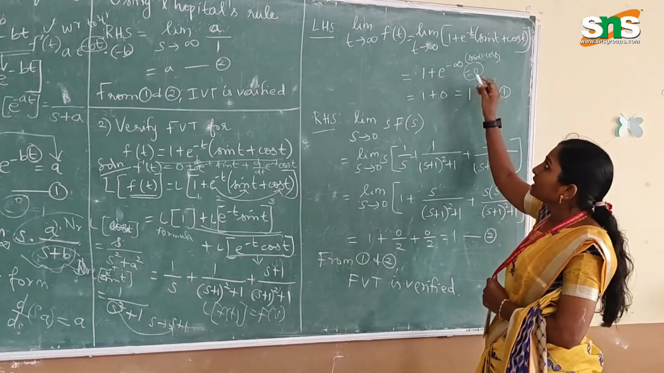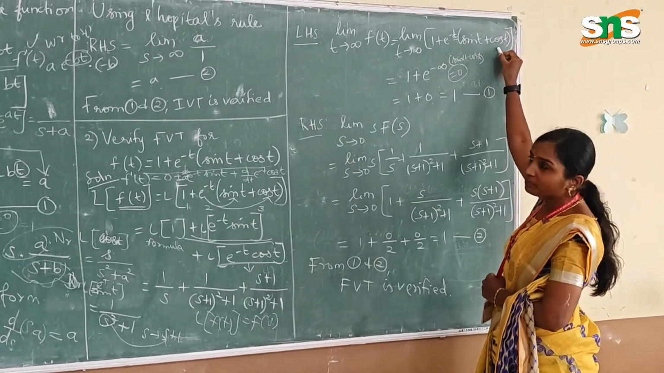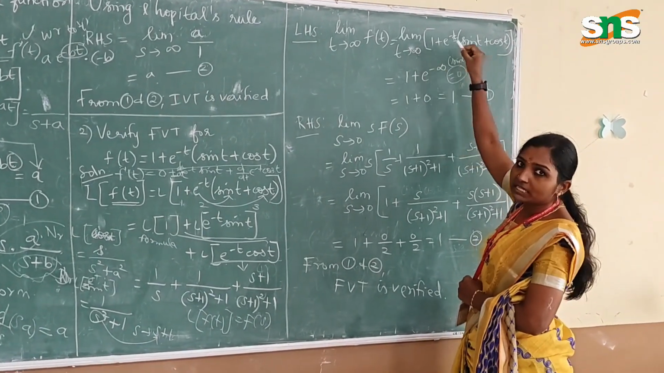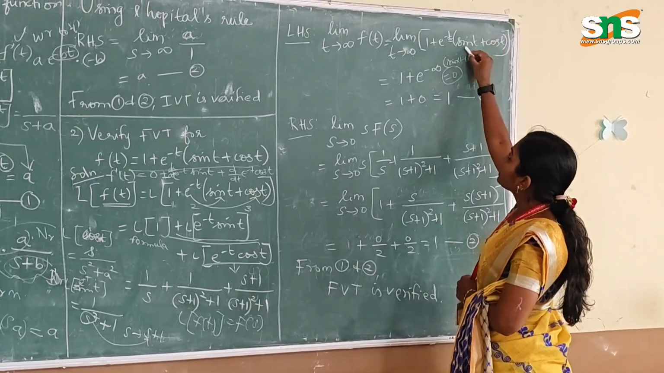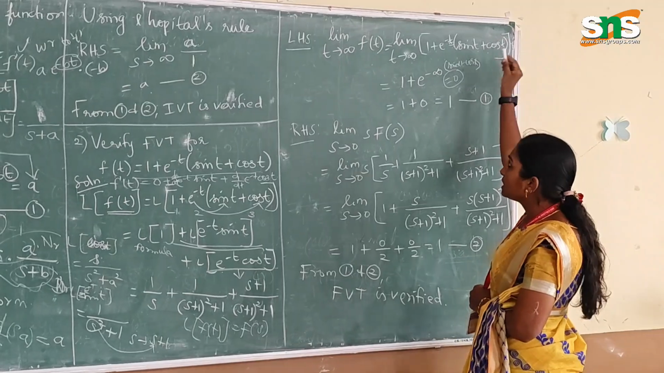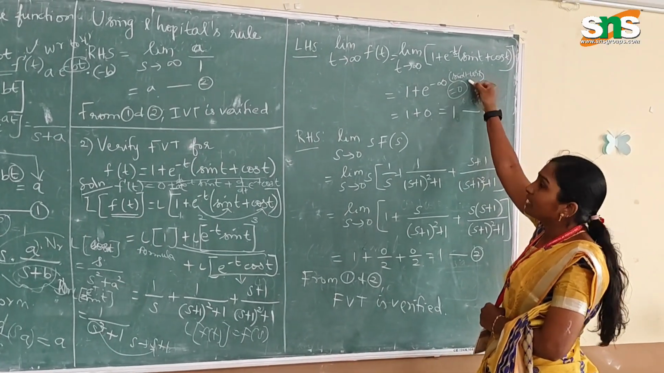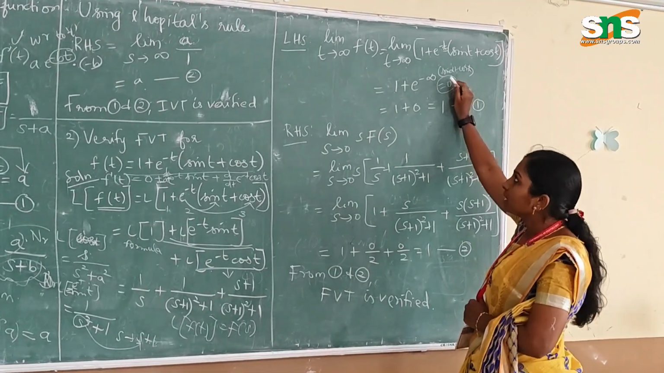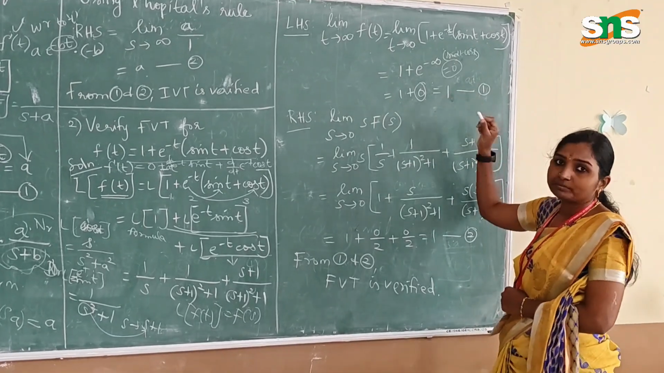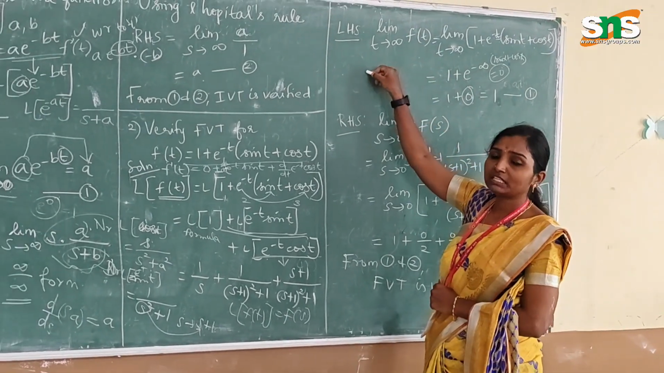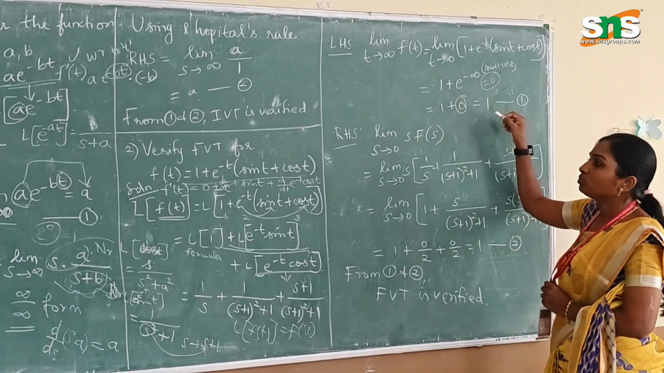Therefore, the value for this LHS is 1 plus 0 which is equal to 1. I will repeat it again. Here we have 1 plus e power minus t into sin t plus cos t. On substituting this infinity inside the brackets, we have 1 plus e power minus infinity into sin infinity plus cos infinity. Since we knew that e power minus infinity is 0 and we need not worry about sin infinity and cos infinity, therefore we have the second term as 0 and the final value becomes 1. So in the final value theorem, limit t tends to infinity f of t is equal to 1.